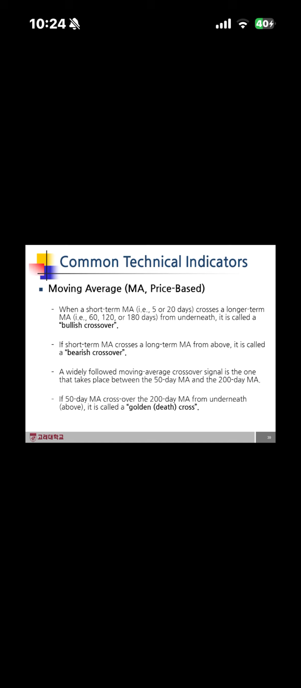Another important concept in moving average analysis is the moving average crossover, a bullish crossover or a bearish crossover. A crossover occurs when a short-term moving average crosses above a longer-term moving average, such as the 60-day or 120-day moving average. This is called a bullish crossover. So when the short-term moving average crosses above a longer-term moving average, it signals a good timing to buy the stock. So this is the bullish crossover. This means that short-term prices are rising faster than long-term prices, which may indicate strengthening upward momentum. There is a strong momentum.